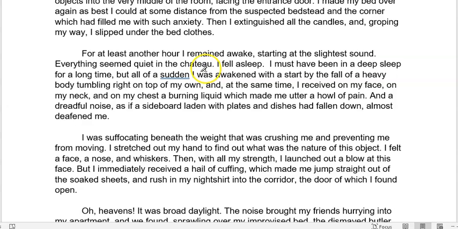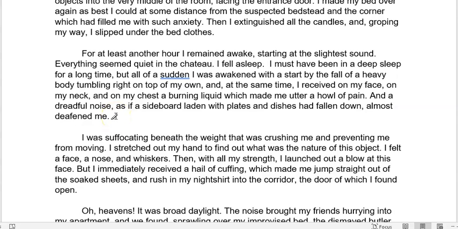Everything seems quiet in the chateau. So the house is quiet. This is all in his head, right? I fell asleep. I must have been in a deep sleep for a long time, but all of a sudden I was awakened with a start. All of a sudden he was woken up by the fall of a heavy body tumbling right on top of my own, and at the same time I received on my face, on my neck, and on my chest a burning liquid which made me utter a howl of pain. Something happened. And a dreadful noise, as if a sideboard laden with plates and dishes had fallen down, almost deafened me.